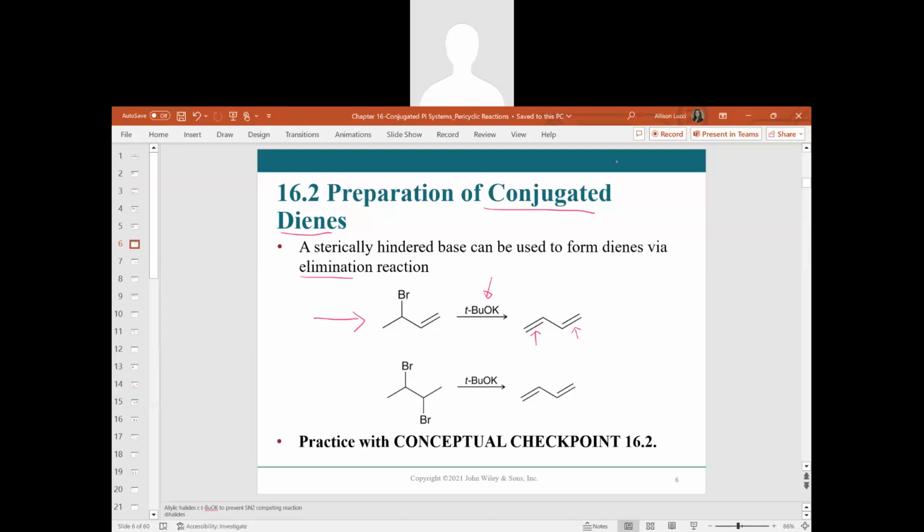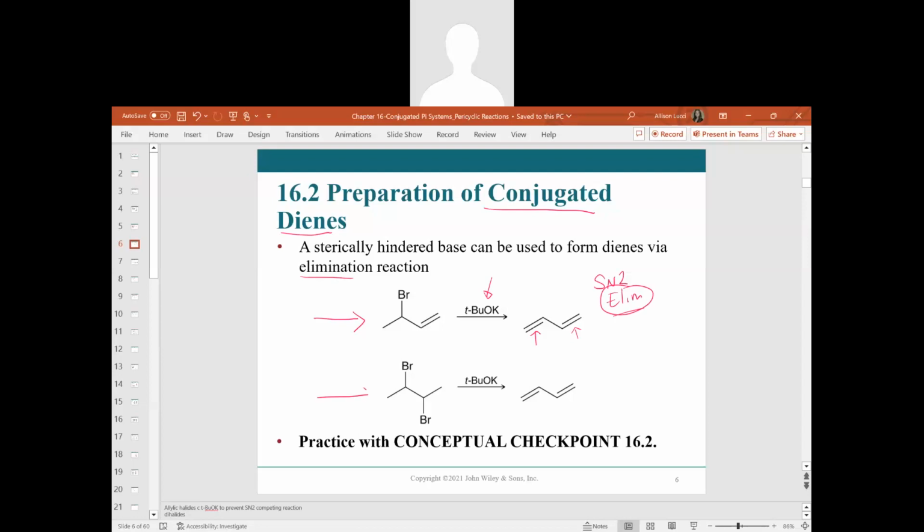So this is one type of reaction that could be used, using this allylic halide with a sterically hindered base to form a diene, like shown. The reason that we use that sterically hindered base is to prevent a substitution reaction from occurring. So we know that SN2 would be in competition with our elimination reactions here. So we want the elimination to occur.